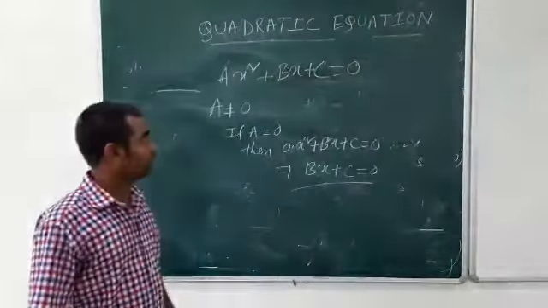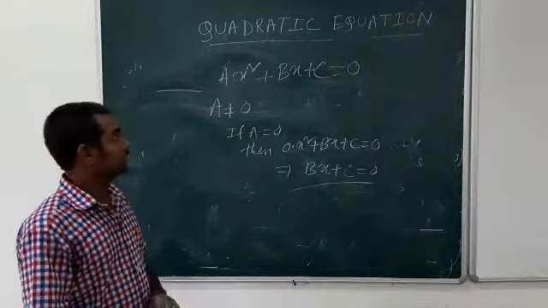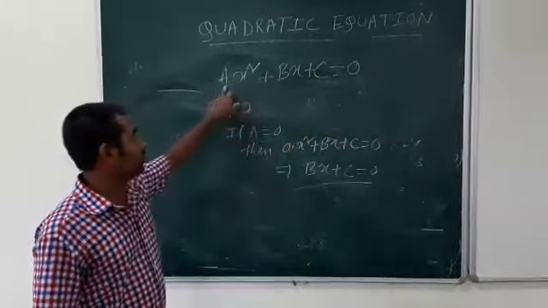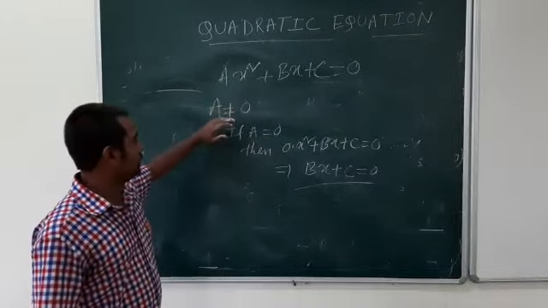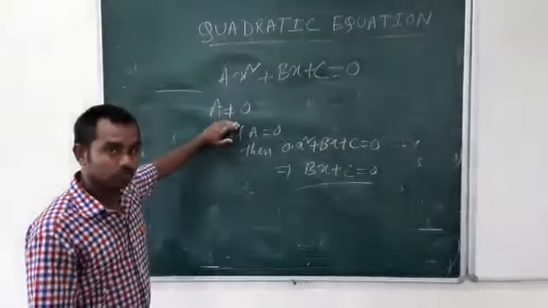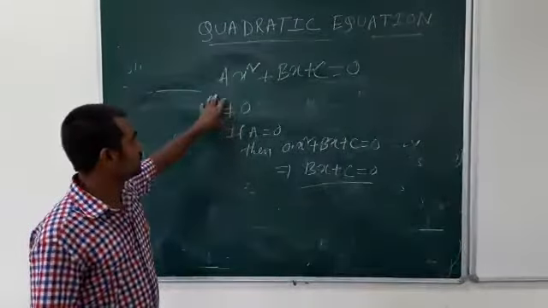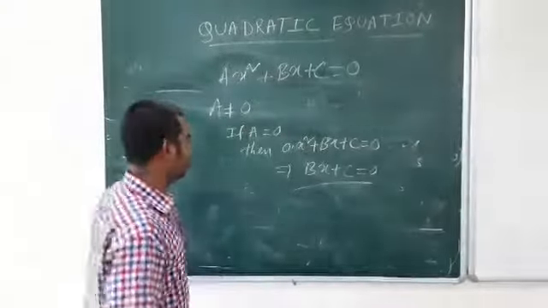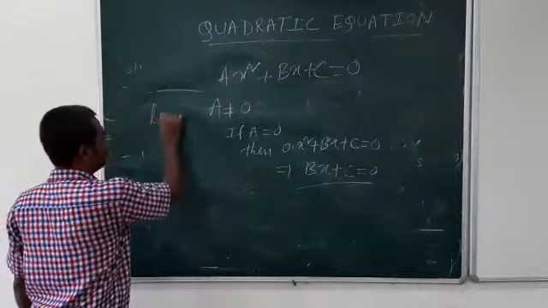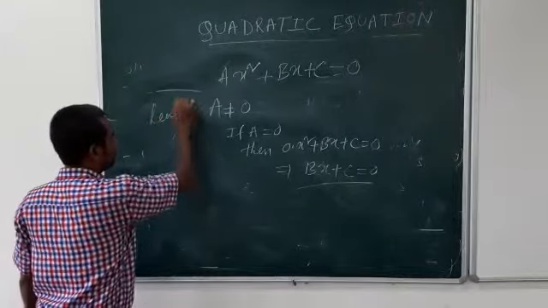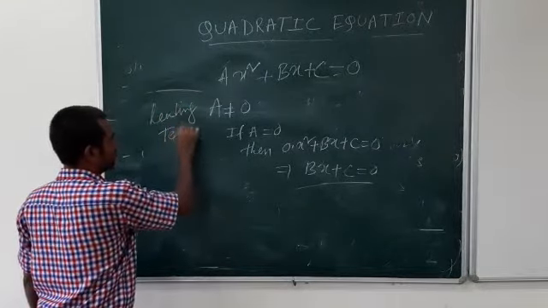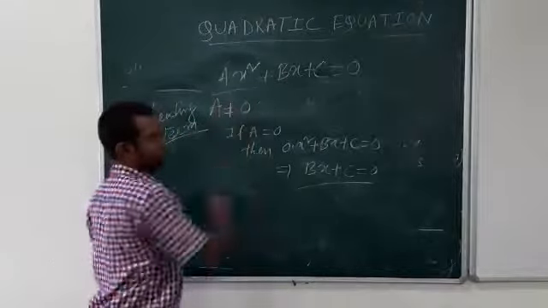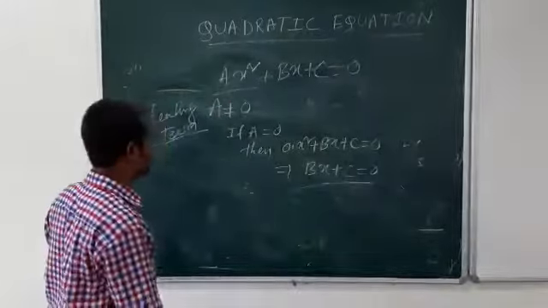Okay. So what is the quadratic equation? This form is known as a quadratic equation if the coefficient of x square is not equal to 0. This coefficient of x square is called the leading term. Okay. This part is known as the leading term.